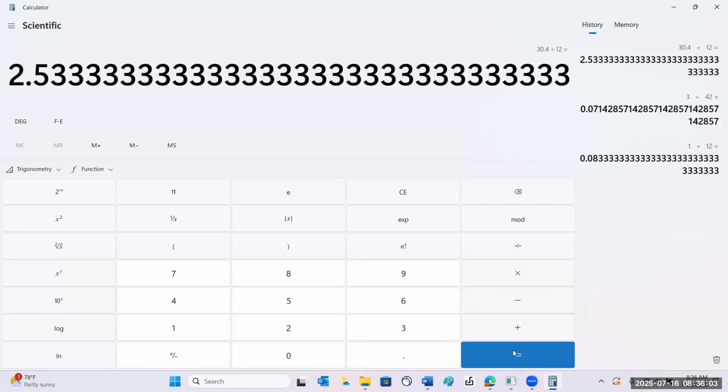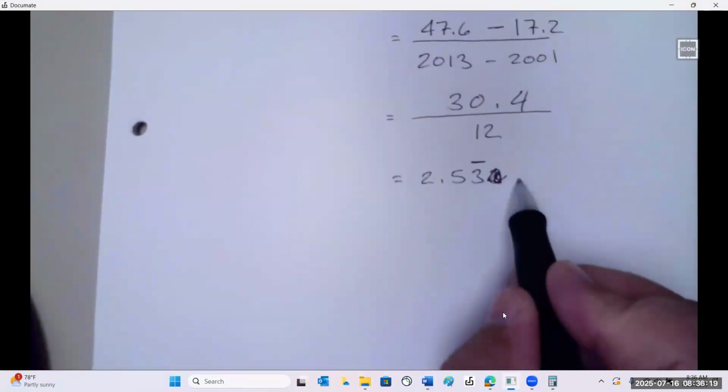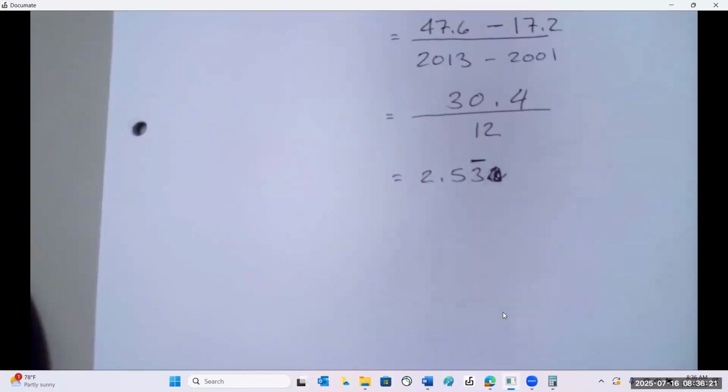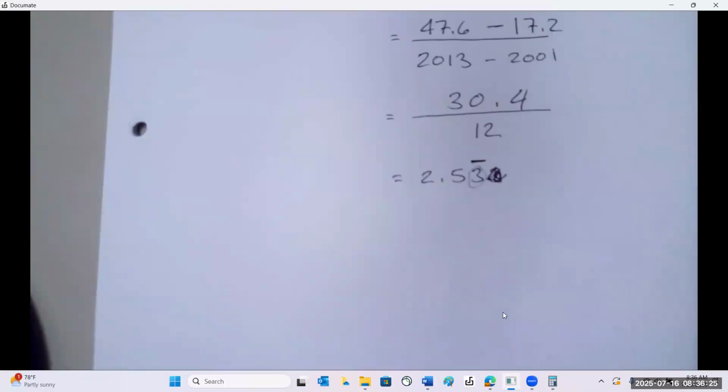It equals 2.533. Now, notice how the 3 goes on forever? Instead of writing 33333, since it's the same number after that, I just put a bar over that one. Because the 3's happen forever, instead of writing all the 3's, that bar tells me that this number is repeated infinitely.